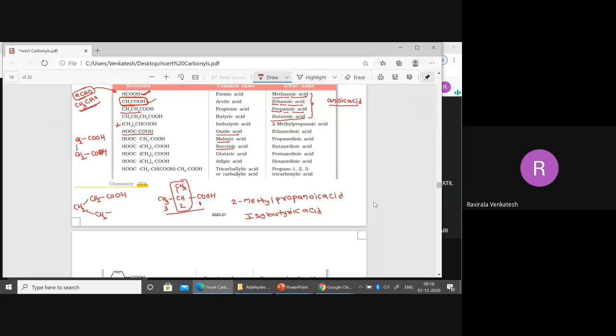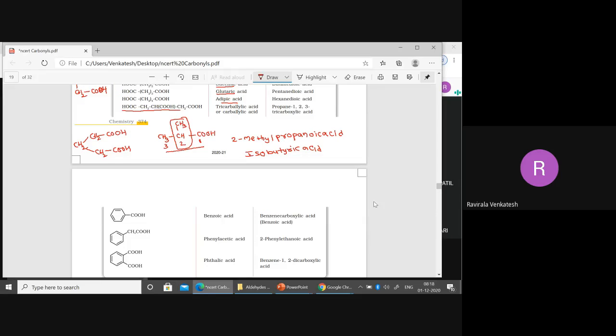Here you are getting COOH. Now this is called glutaric acid. When you increase one more CH2 group here, that is called adipic acid, like this. Now when you observe this one, how to give nomenclature for this type of molecules? Let me see one more. I am again writing the structure here.